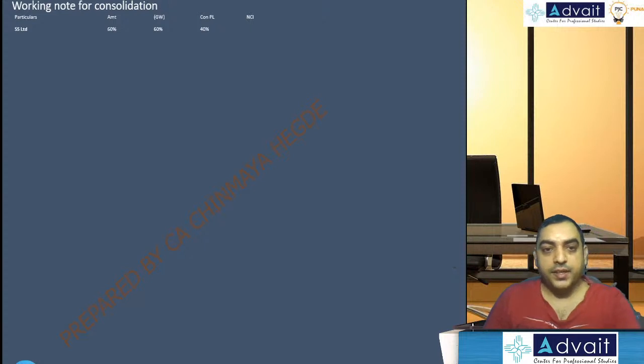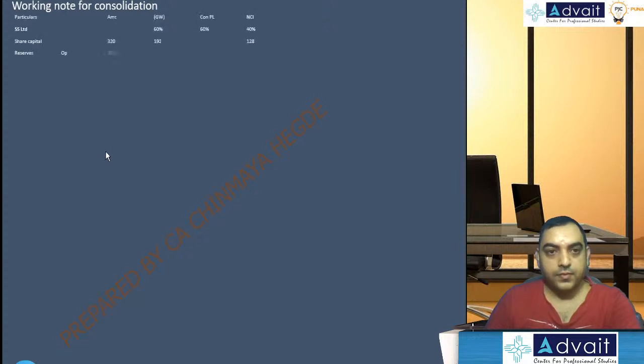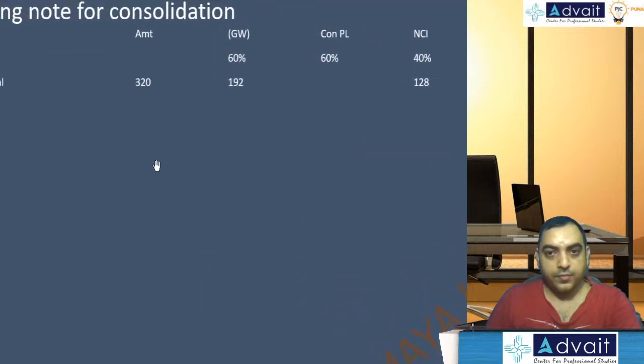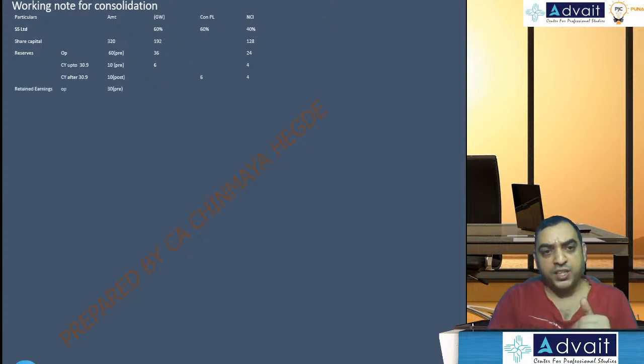Let us start from SS Limited, where we write share capital 320, 60% goes to goodwill, 40% goes to NCI. And then we have analyzed reserves, opening balance 60, 60% goes to the holding company share, goodwill, 40% to NCI. Current year 10-10. First part is pre, second part is post, same thing with retained earnings.